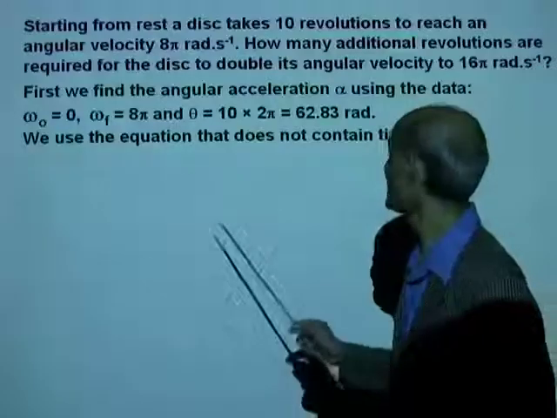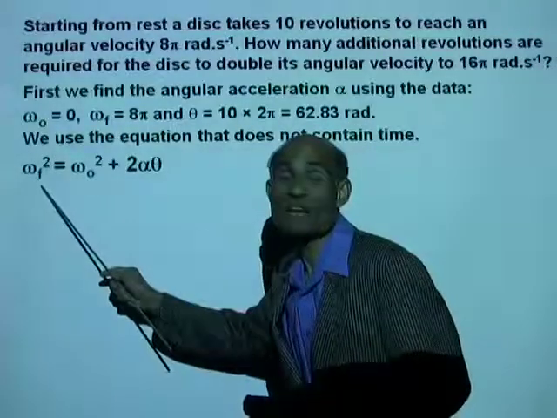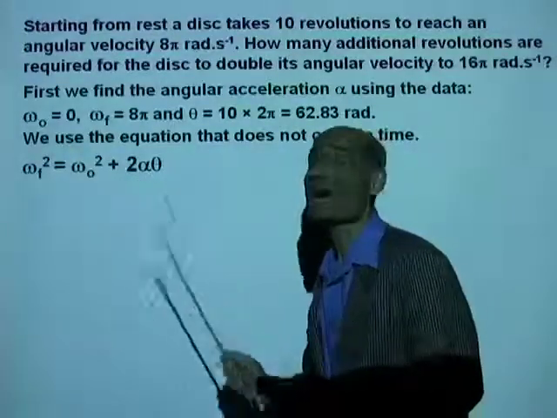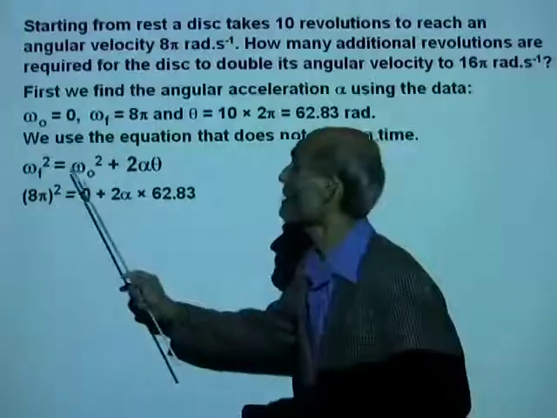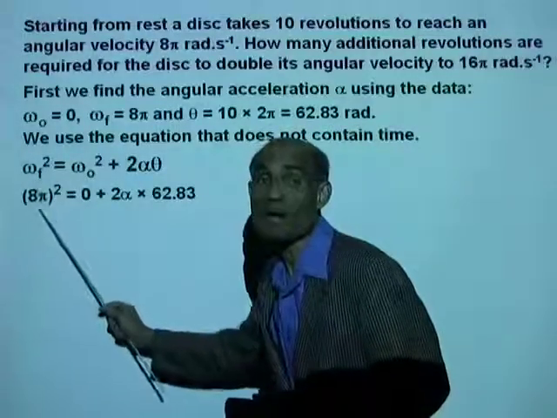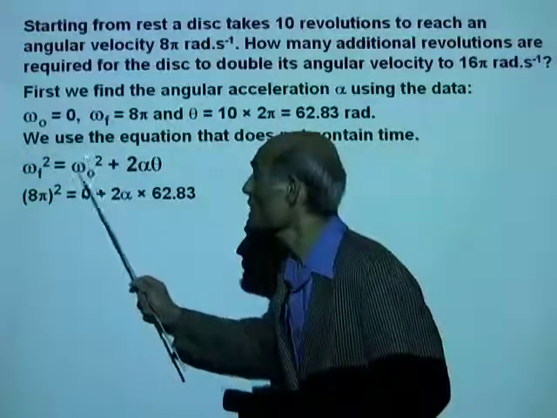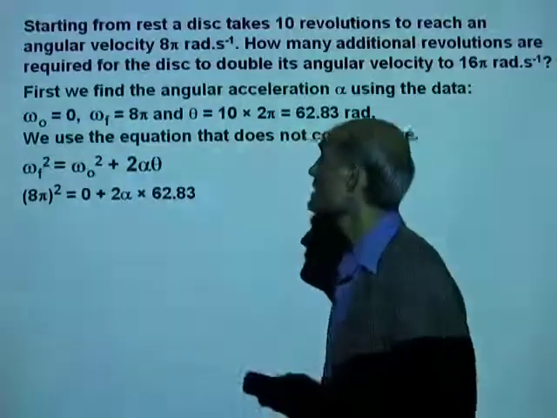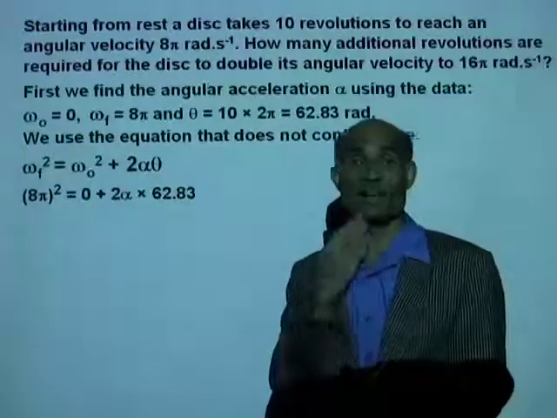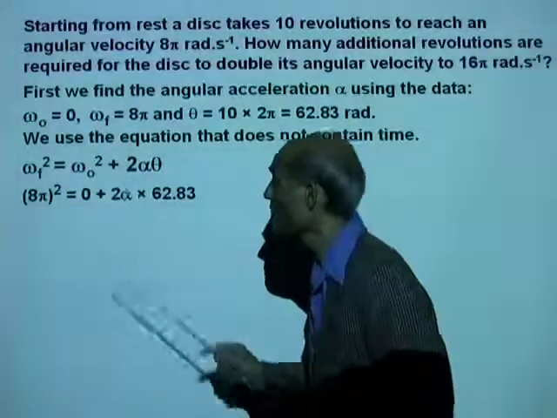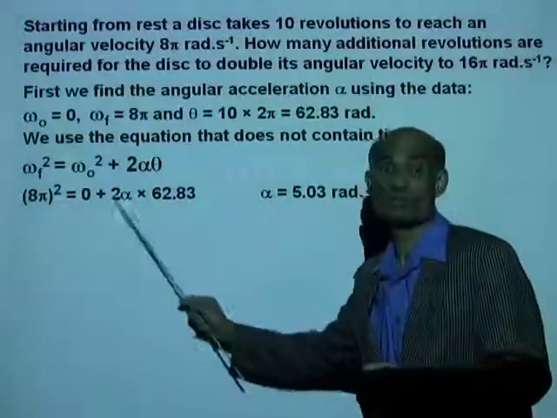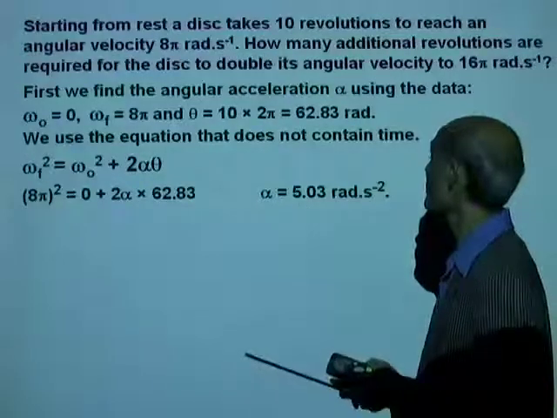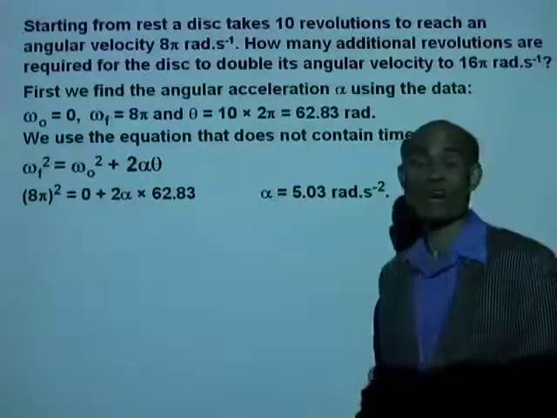Alright? We use the equation omega f squared equals omega 0 squared plus 2 alpha theta. That will be omega f is 8 pi, so 8 pi squared, omega 0 is 0, plus 2 alpha theta. Theta is 62.8. And you can now solve for alpha from here. I'm going to leave it for you to do on your own. I got alpha equal to 5.03 radian per second squared.